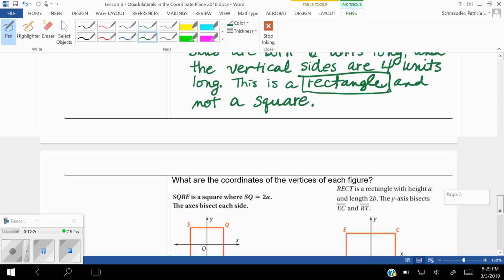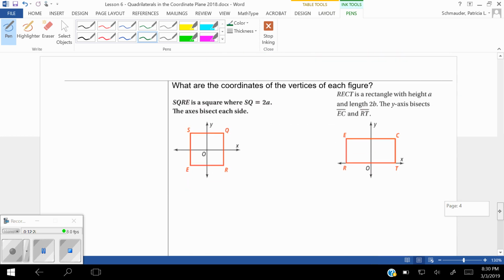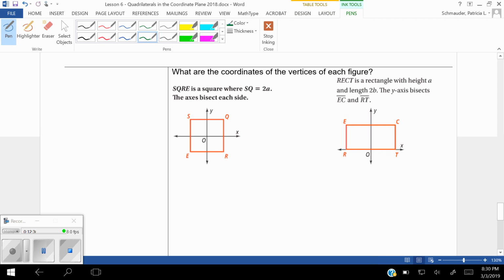All right, let's see what we got here. The last few problems, they're really the same, but they look a little scarier, I guess, because they don't have coordinates that are numbers. We just are going to use letters, and that's okay. We can do that. Let's see how we do it. What are the coordinates of the vertices of each figure? SQRE is a square.